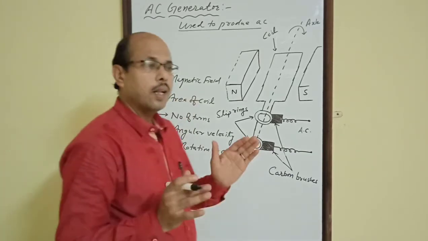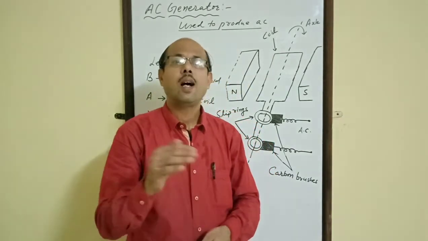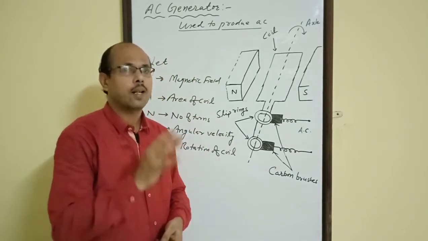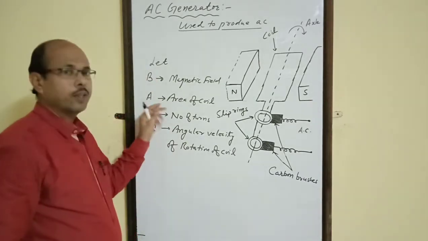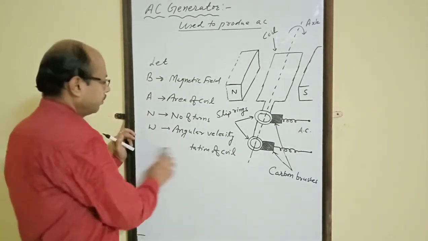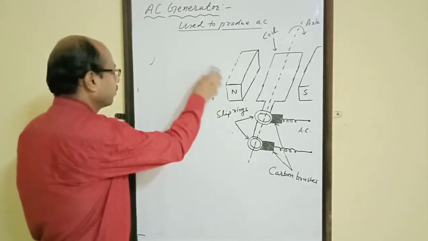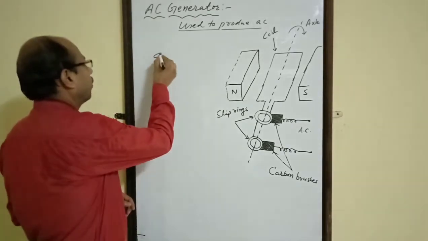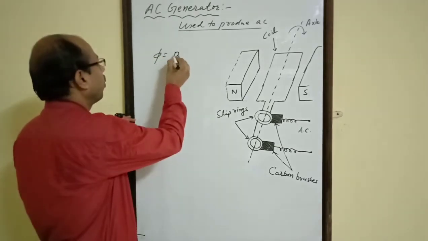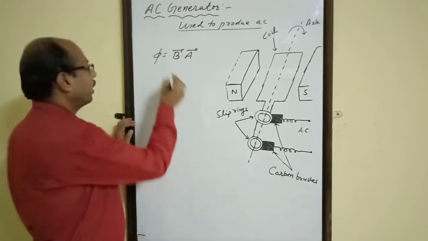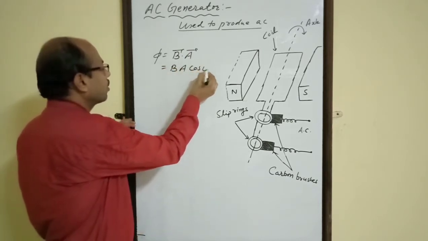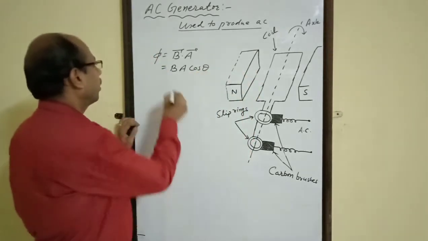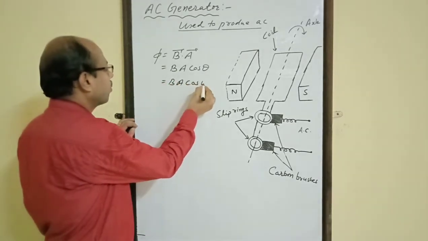Now we will write the expression for magnetic flux, and then we will see how magnetic flux changes, and if magnetic flux changes, then we have to find the induced EMF using Faraday's law. Now we can write the value of flux phi. Phi equals B dot A, or BA cos theta. And since the angular velocity of rotation is omega, we can also write BA cos omega t.